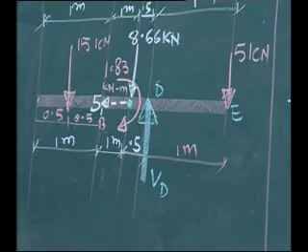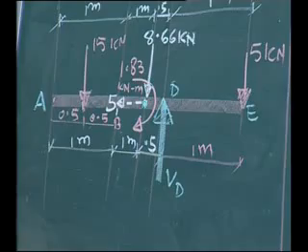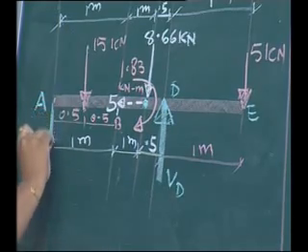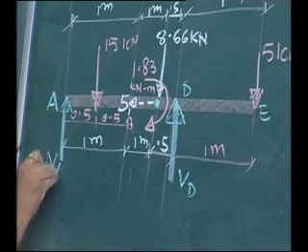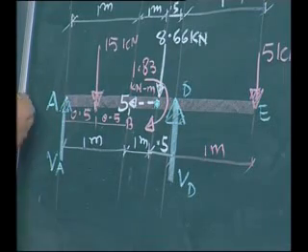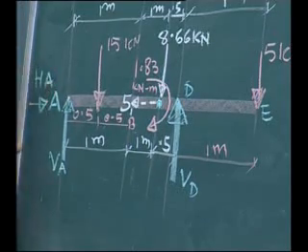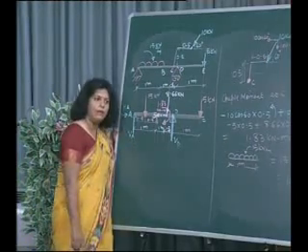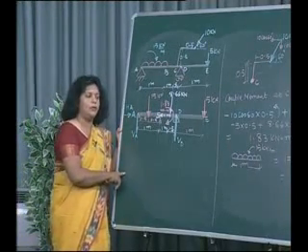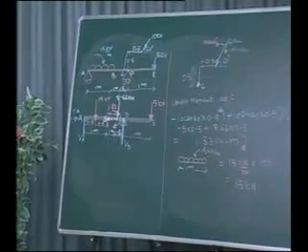Now at point A we have got which type of support? At point A we have got a hinge support. So there will be two reactions. One will be vertical reaction, that is VA, and second will be horizontal reaction, that is HA. Mind you, we are assuming the directions of the reactions. If the answer is negative, our assumed direction will be wrong, and we have to just change the direction of the reactions.